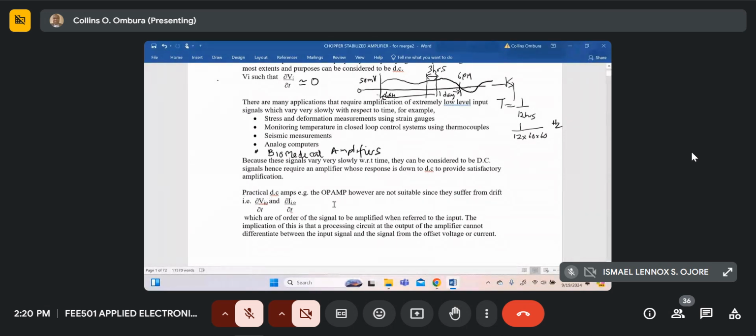So in this paragraph over here, I would say that practical DC amplifiers, e.g. op-amps, I can even add instrumentation amplifiers, are not suitable since they suffer from drift. I could add drift voltages and currents, i.e. variation of VIO with respect to time and variation of IIO with respect to time, which are of the order of the signal to be amplified when referred to the input.